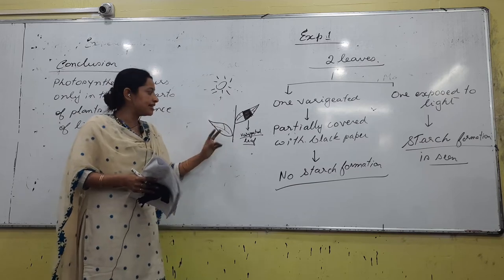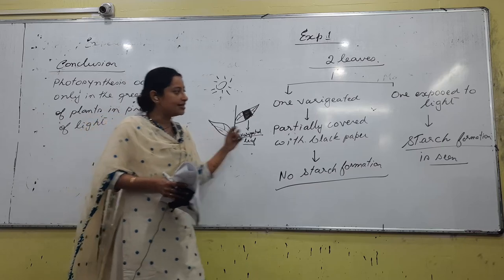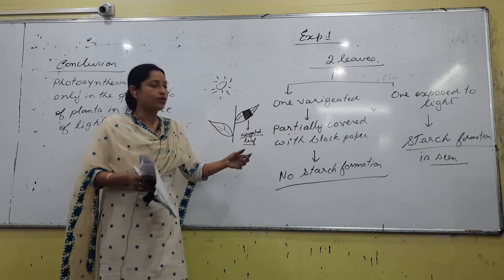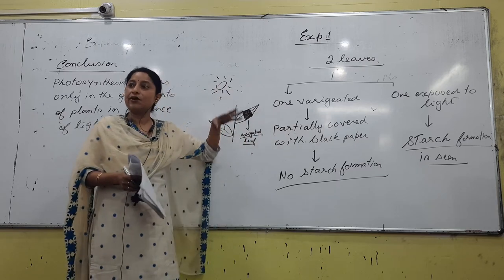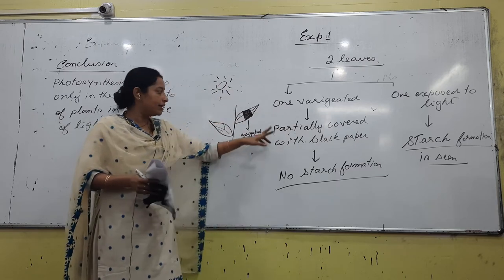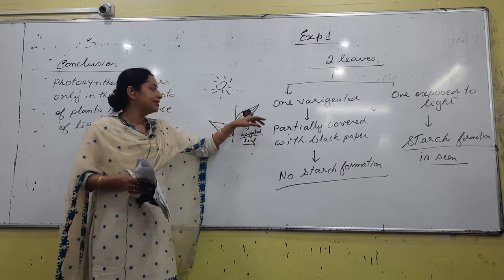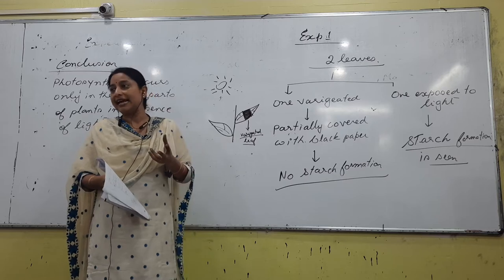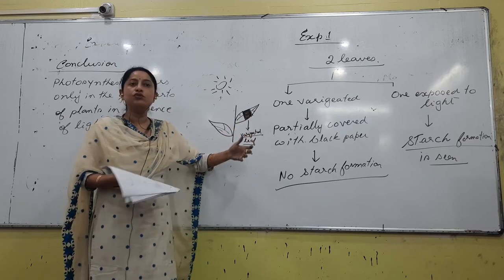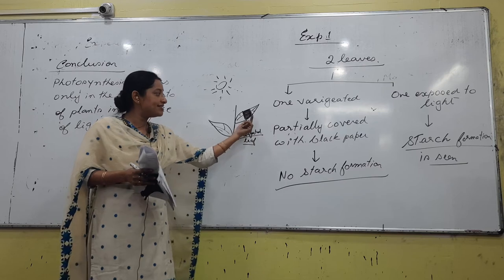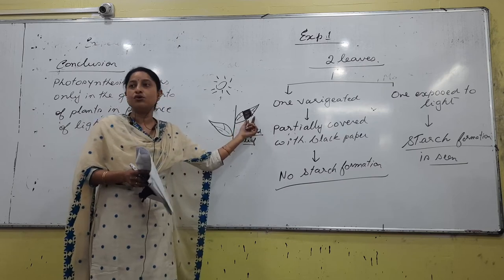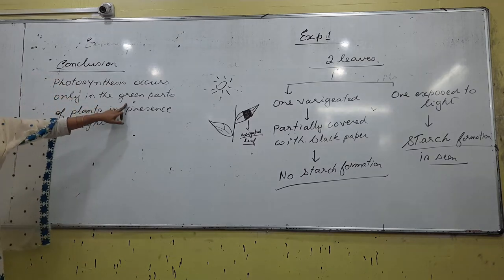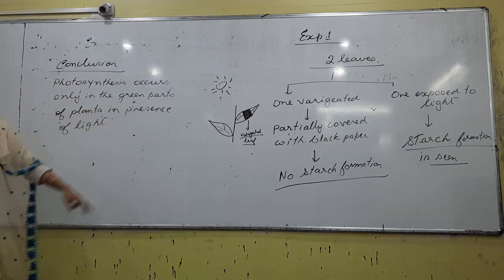If it is exposed to the sunlight, if you study this, what do we see? Starch formation, food formation will be there. Why will food formation be there? Because chlorophyll is there, light is there, carbon dioxide is taken in, ultimately food forms. But in this case, this area, since it has been covered, though chlorophyll is there, it could not take in the light. If it cannot take in the light, the food would not get prepared. So ultimately this area of the leaf will not show starch formation. So ultimately what we conclude is photosynthesis occurs only in the green parts of a plant.